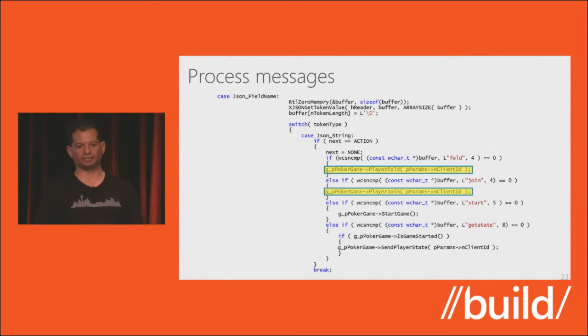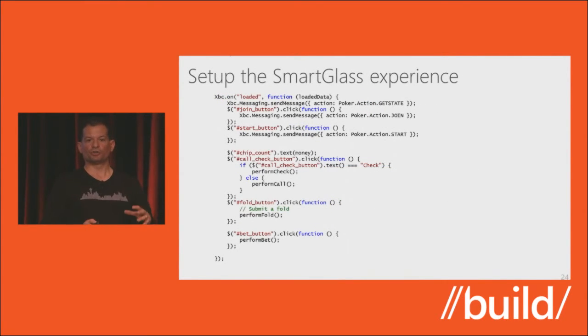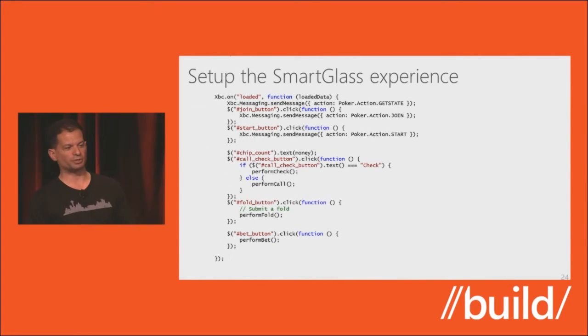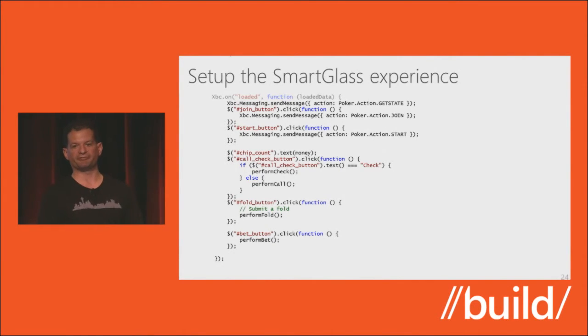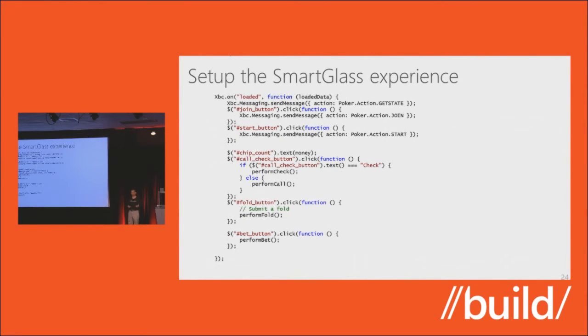Now we'll flip and take a look at a little bit of what's going on the device side. So on the device, one of the first things we want to do is use this xbc.on method. And it's basically similar to the callbacks that are going on the console side. This xbc.on function allows you to hook a bunch of events that get fired. And the first thing we're going to look for is this loaded event that basically says, hey, this new SmartGlass experience has been loaded. I'm ready to do stuff. What should I do? And we pass in a function here that says, OK, I'm going to initialize a bunch of things.